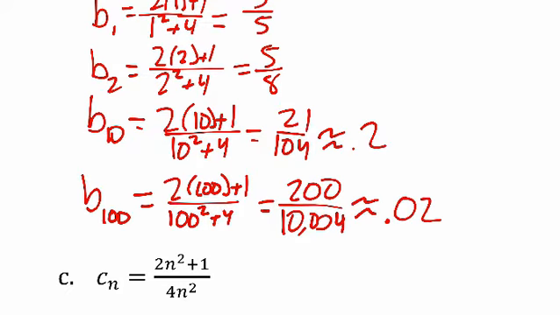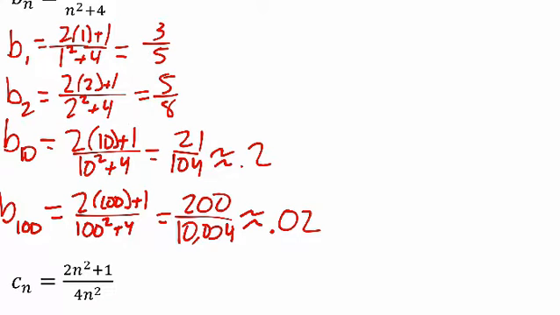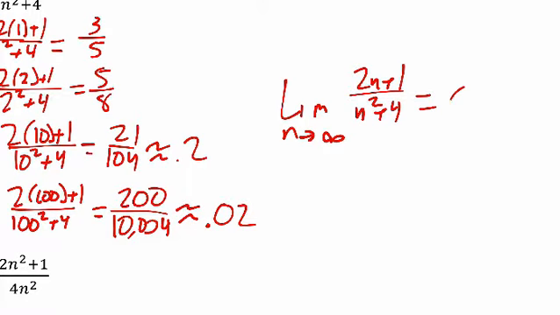Now if we get further and further along, the decimals are going to get smaller and smaller. We're going to add more and more zeros. It's going to be getting closer and closer to 0. So we're going to say the limit as n approaches infinity, since we're doing a sequence, of (2n + 1) over (n squared + 4) is equal to 0.